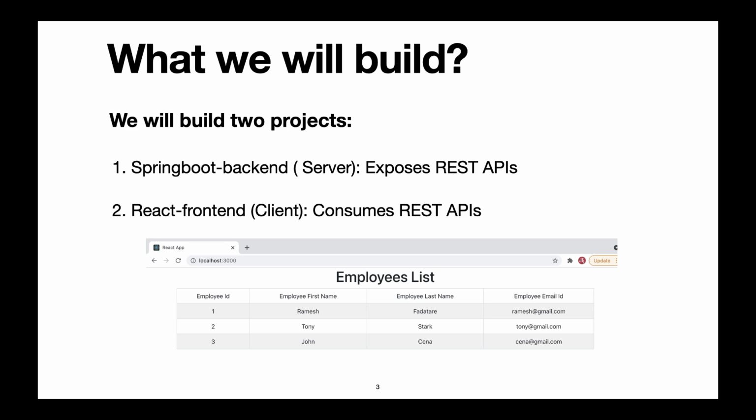Now what are we going to build in this tutorial? We are going to build two projects, a Spring Boot backend and a React frontend. The Spring Boot backend project will expose the REST APIs, and the React frontend application will consume the REST APIs. If you can see here, this is a screenshot of our outcome. In the React application we are going to create a component which will populate the employees data. The Spring Boot application will expose a get employees REST API, and the React application will consume that REST API and populate all the employees data on the page.